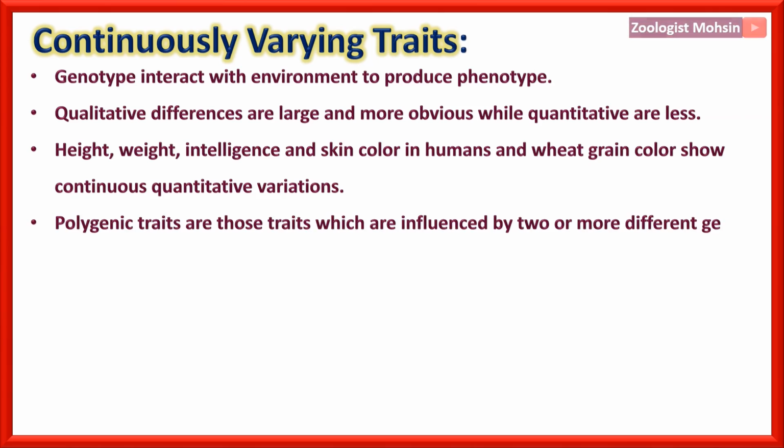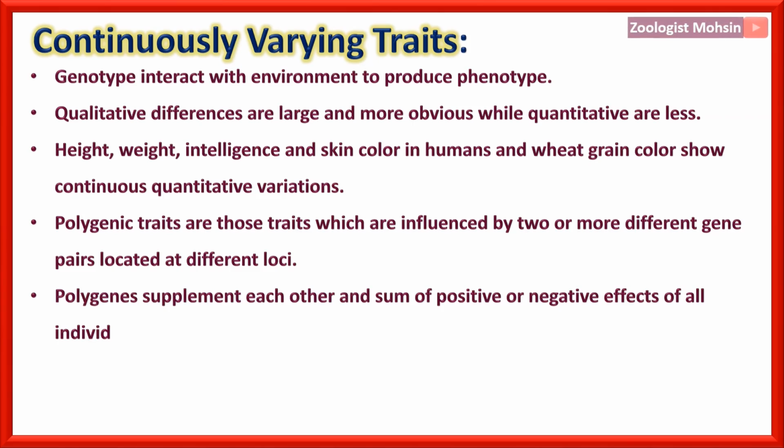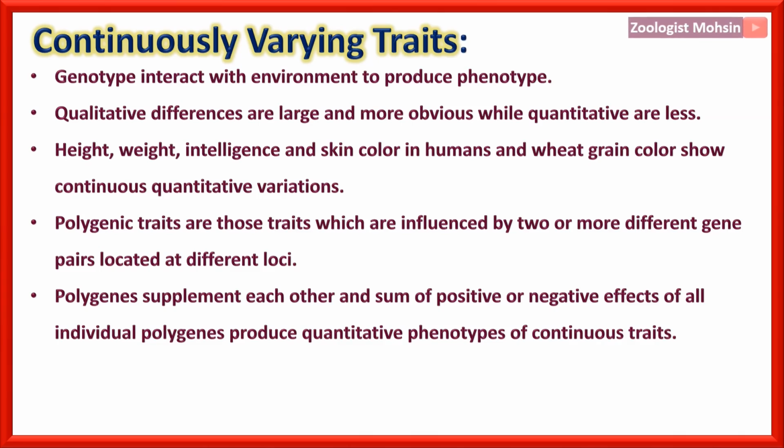Polygenic traits are those traits which are influenced by two or more different gene pairs located at different loci, and these polygenes supplement each other, and the sum of positive or negative effects of all the individual polygenes present on different loci produces quantitative phenotypes of continuous traits. That's how these quantitative phenotypes are produced.